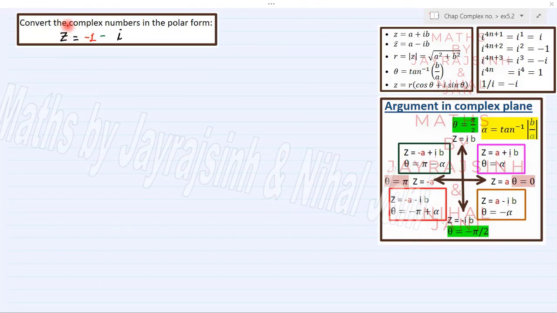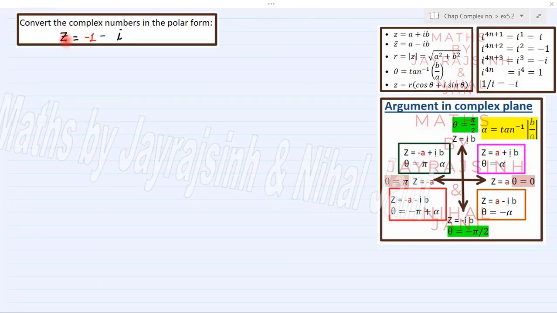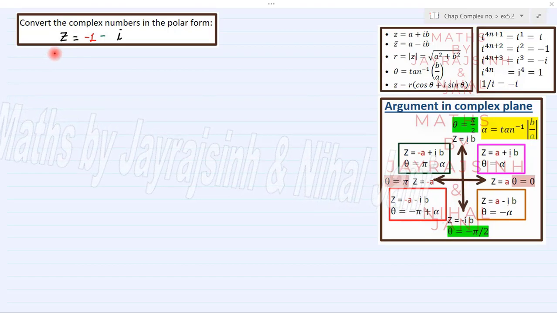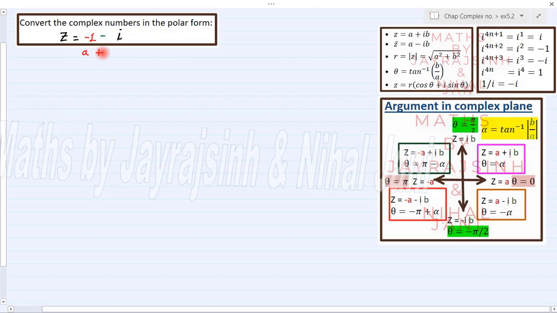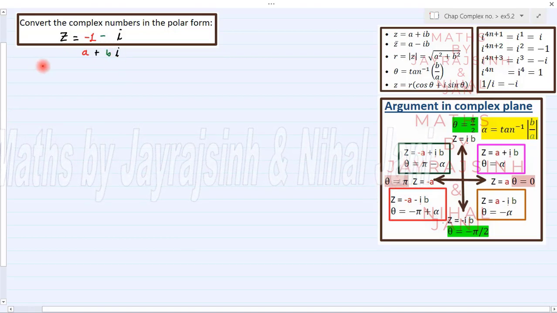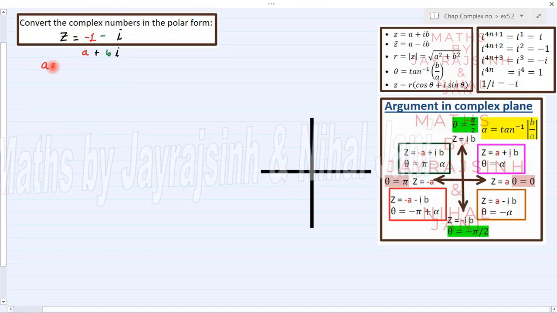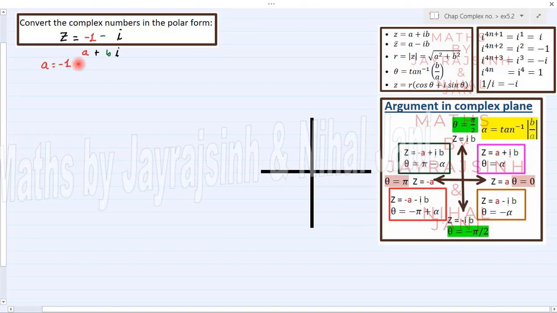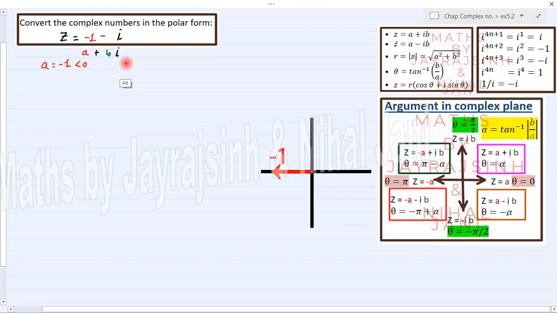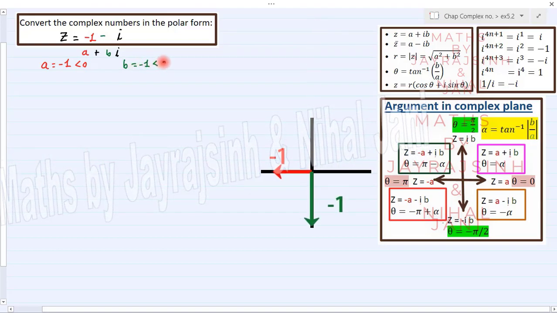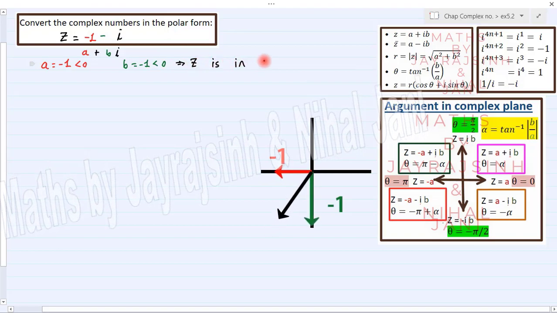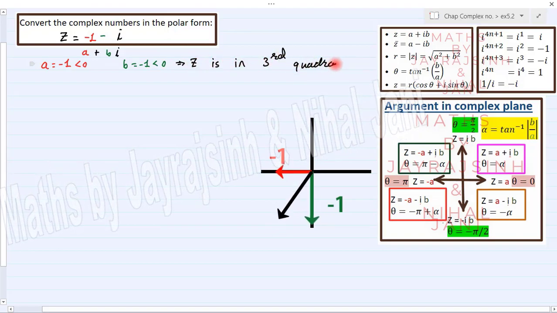In this question, you have to convert the complex number in the polar form. Your complex number is already in the form of a plus bi. So we can say the real part of the complex number is minus 1, which is less than 0, and imaginary part is minus 1, which is also less than 0. So your complex number lies in third quadrant.